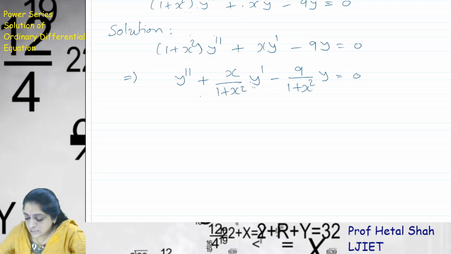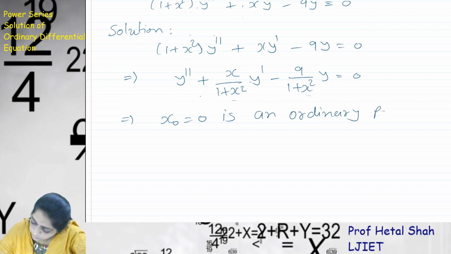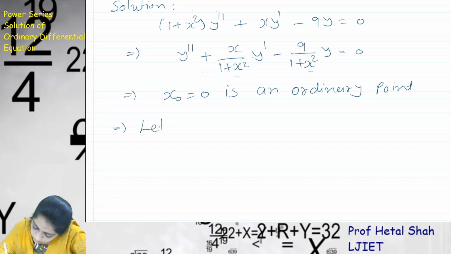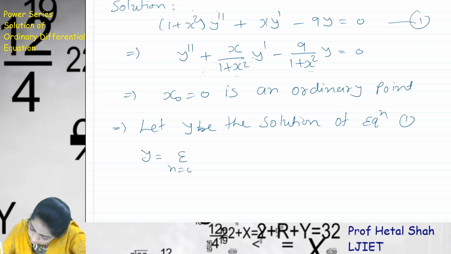Now, the multiple of y', that is x/(1 + x^2), is p(x), and the multiple of y, that is -9/(1 + x^2), is q(x). From this equation, we can see that p(x) and q(x) both are differentiable at x0 = 0. So we can say that x0 = 0 is an ordinary point. Okay. So let's start with the solution of the given differential equation. Let y be the solution of equation 1, so y = summation n = 0 to infinity a_n x^n.